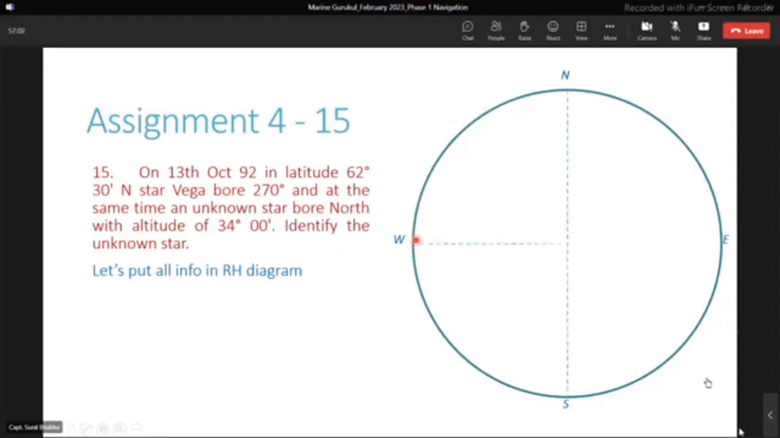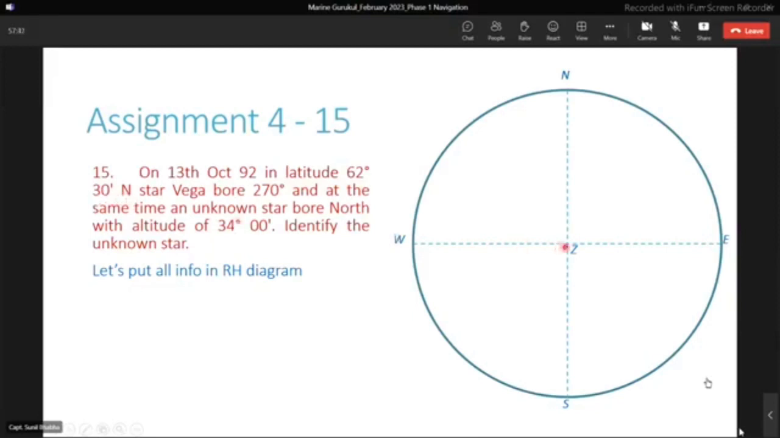The center of this diagram represents the zenith of the observer. So you see the Z, the zenith, coming up in the center. Irrespective of where the observer is or where the body is, these points N, E, S, W on the rational horizon and point Z at the center remain at these locations only. Now in this question they have given us the latitude. The latitude is 62 degrees 30 minutes north.